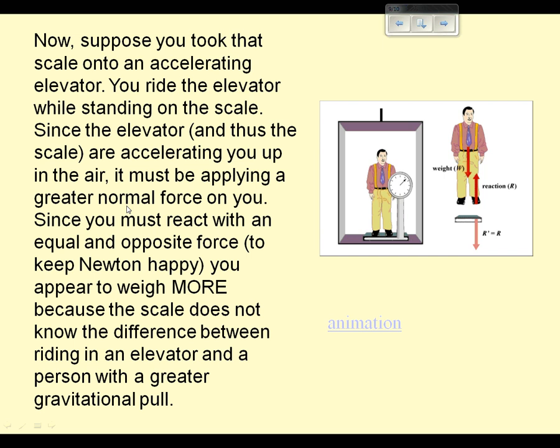All it knows is how much force is being pushed on it. And if the elevator is pushing up to accelerate you up, you must therefore push down more to keep Newton happy. Therefore, the scale reads a greater amount.